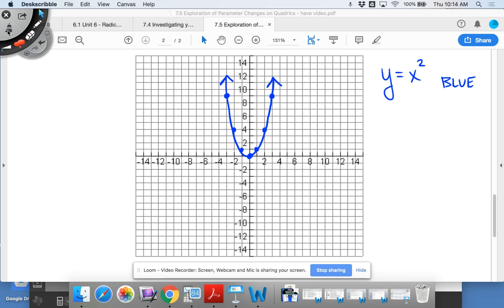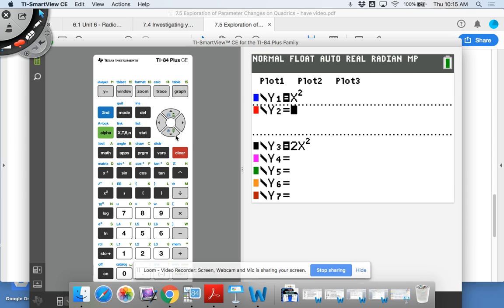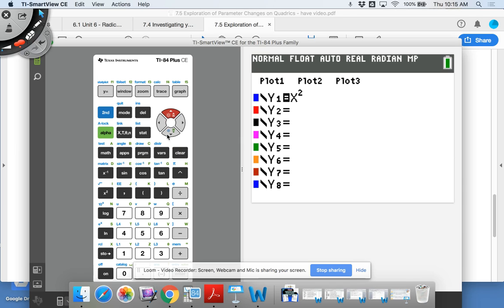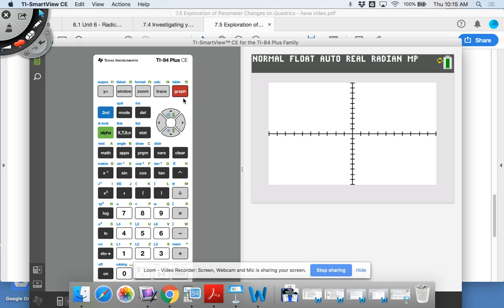So next it asks us to do y equals x squared plus 4. So I'm going to use our calculator again. So we'll go to y equals, and I'm going to clear out number 2 and number 3. So number 2, I'm going to put in x squared plus 4. And since the front is not affected at all, I know it's going to be the same width or steepness, but since it has plus 4 on the back, I know that the whole parabola moves up 4 spaces.